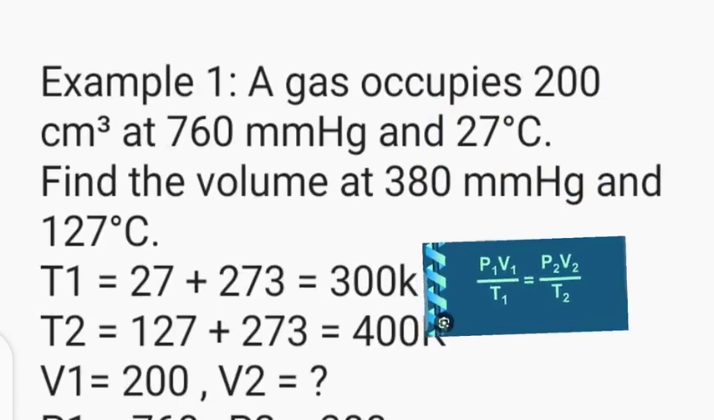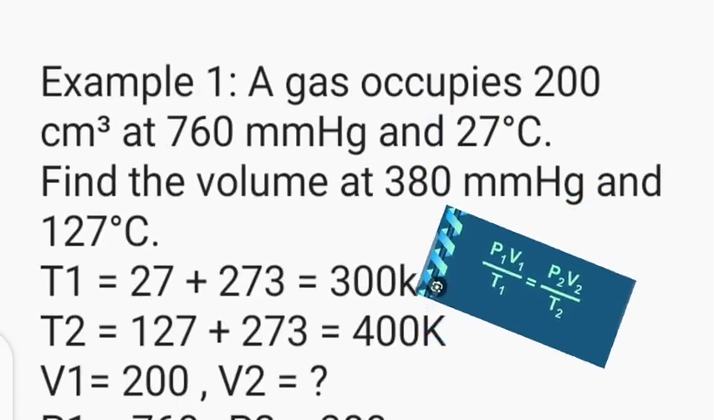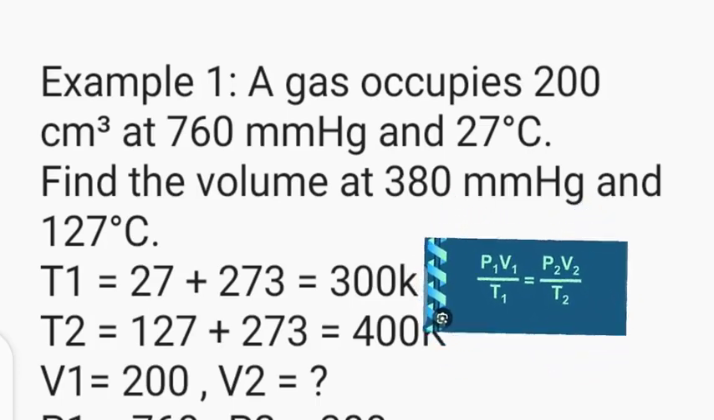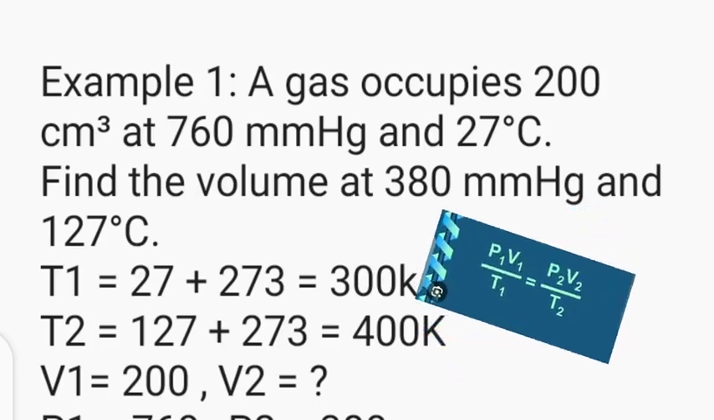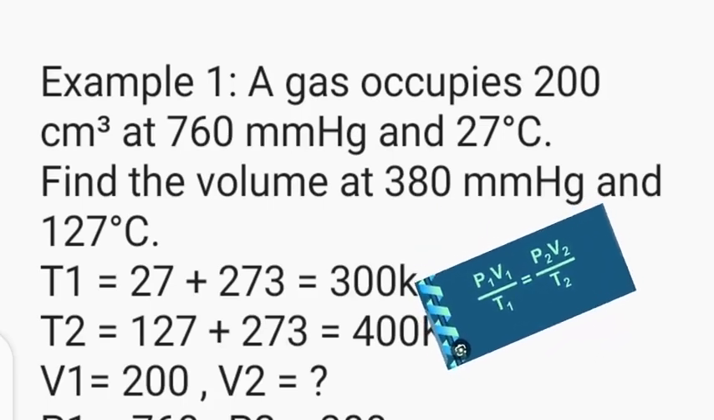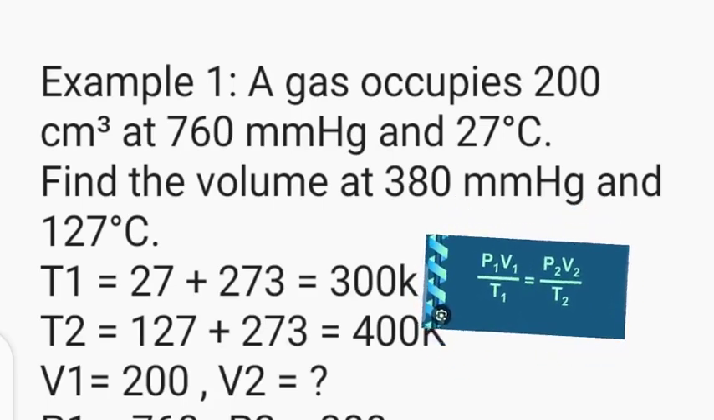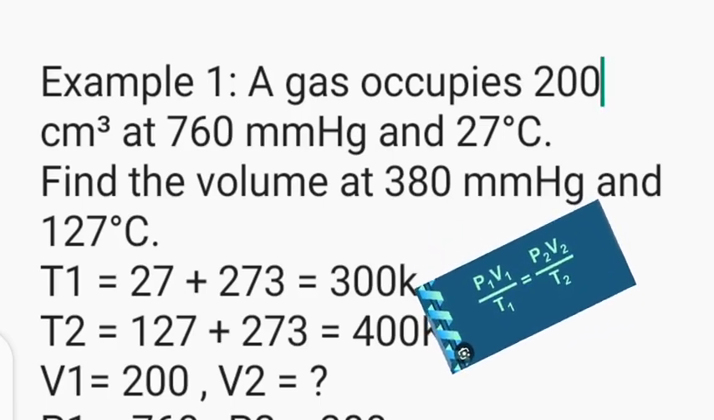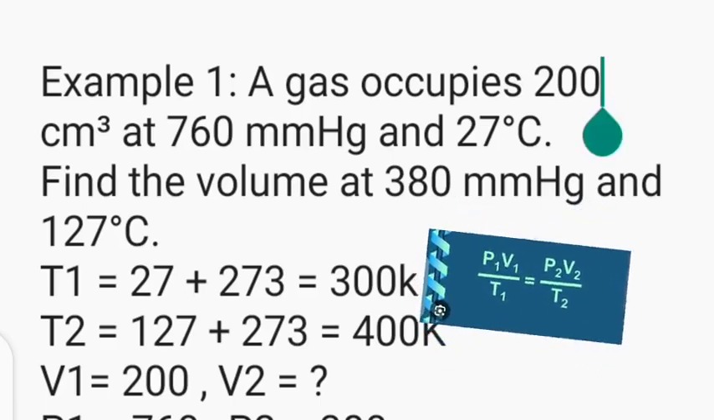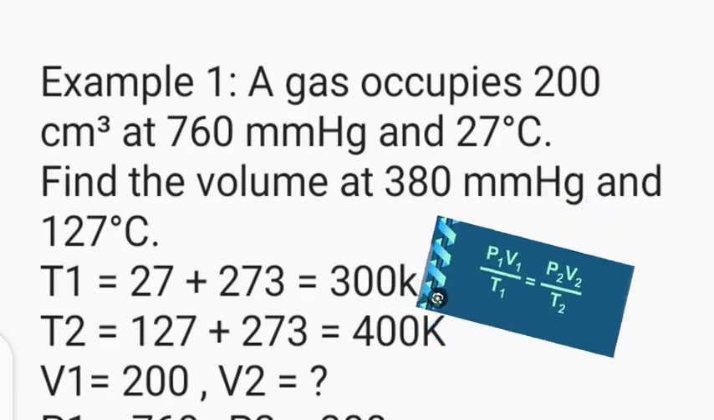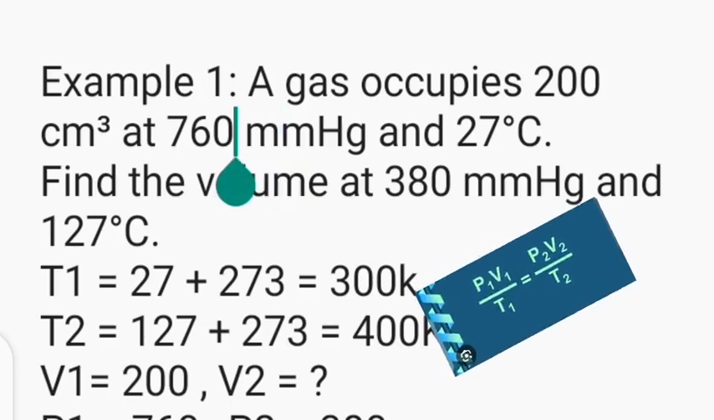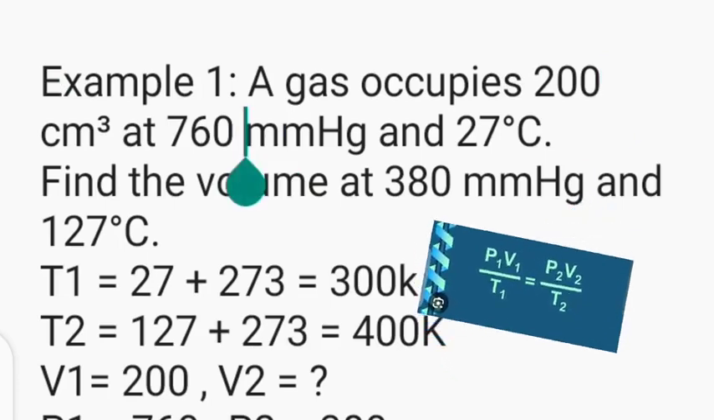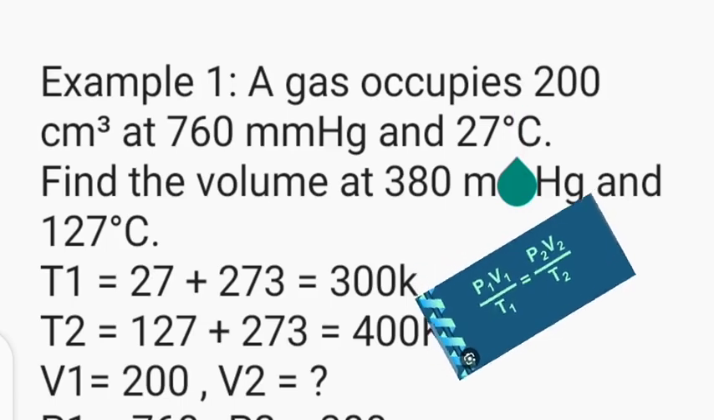Now let's look at the first example. They said a gas occupies 200 cm3 at 760 mmHg and 27 degrees Celsius. Find the volume at 380 mmHg and 127. I told you six parameters are required, but one will be missing. The first thing here is 200 cm3, that's V1. Then 760 is P1, and 27 degrees Celsius is T1. Then find the volume.